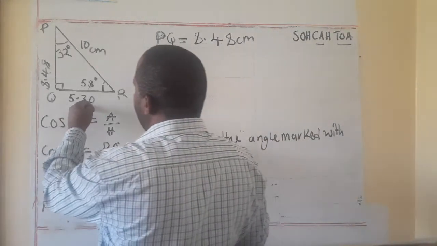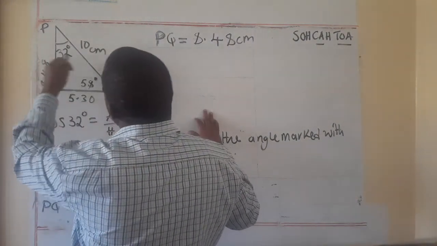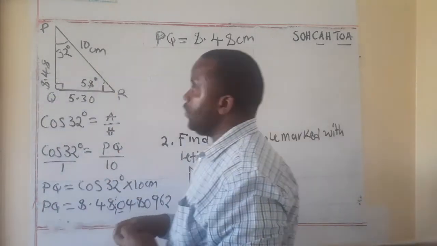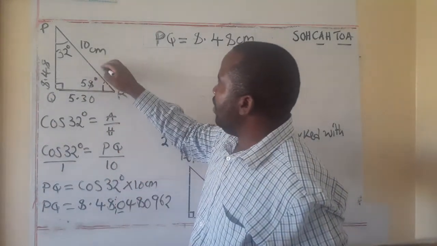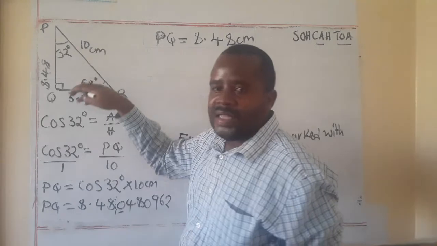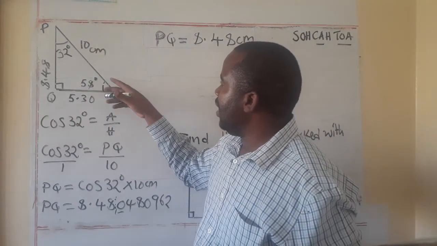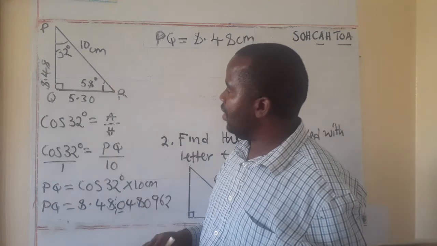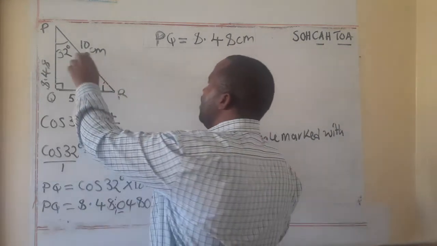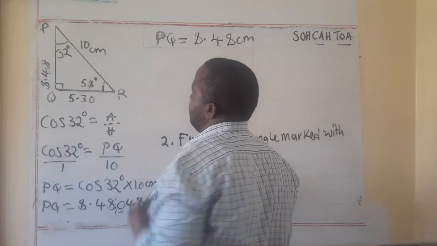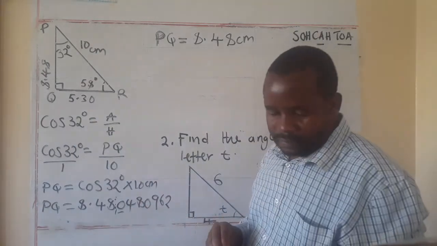Here you have 5.3, here you have 8.48, and there you have 10. What does it mean? When you are dealing with a right angle triangle here, the hypotenuse is always the longest side. If you have found something else, then just know that there is an error in the way of calculating, because the hypotenuse will always be the longest side.